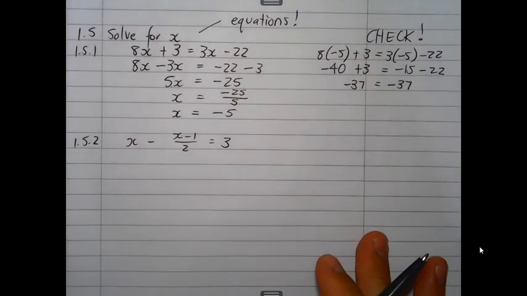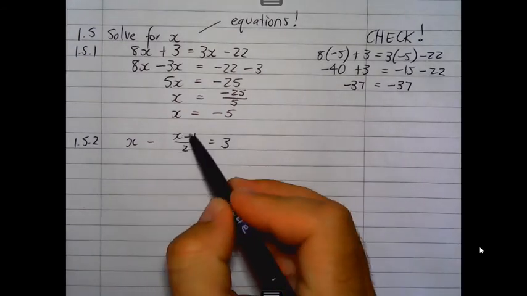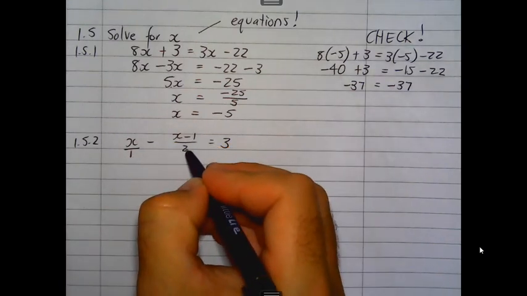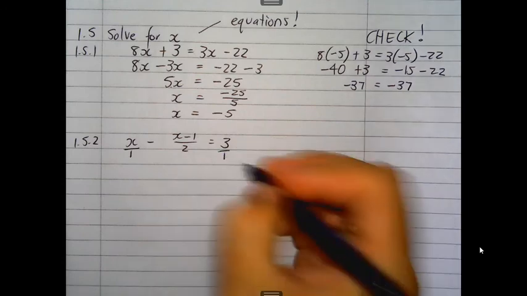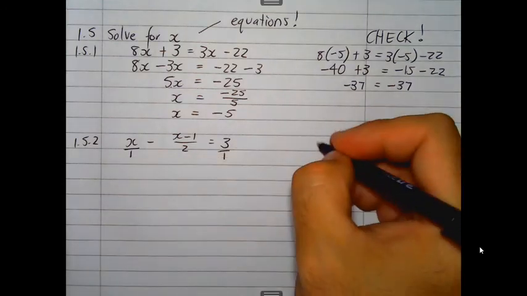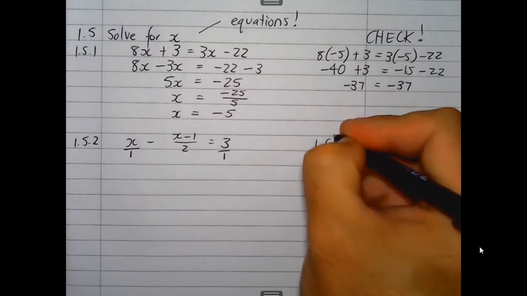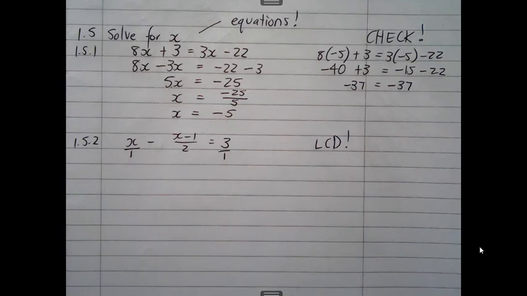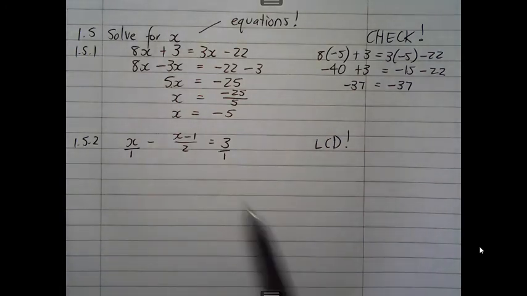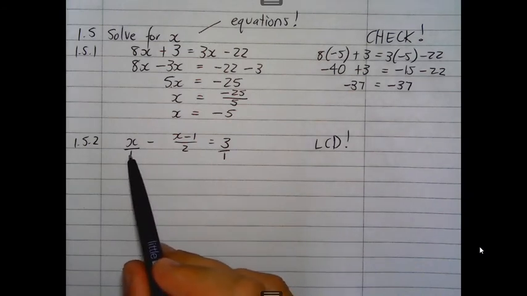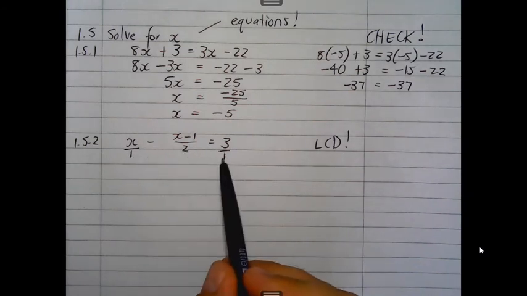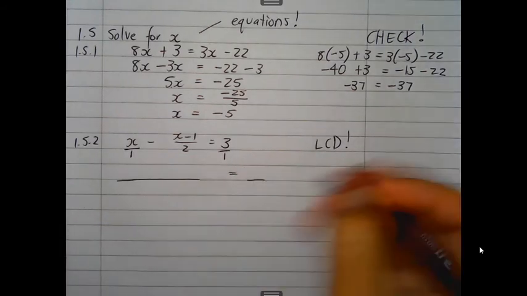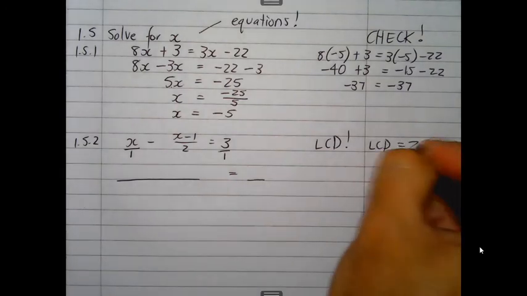1.5.2 now involves a fraction. So you've got x technically over 1 minus x minus 1 over 2 equals 3 over 1. You don't have to show those ones, but it's important to realize it when determining a lowest common denominator. Now, in determining a lowest common denominator, I look at all my denominators and I'm going to choose one that's common. What is common? 1, 2, 1. So all of them could have a denominator of 2. LCD can be 2.